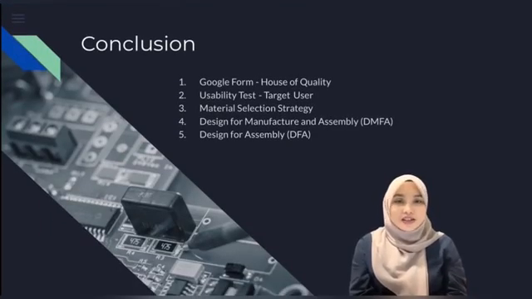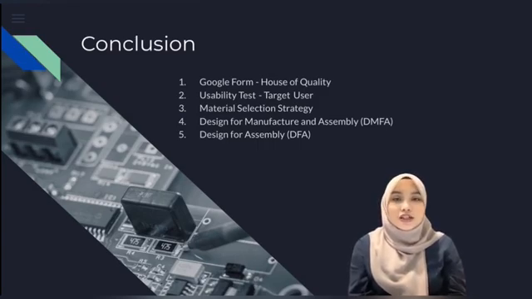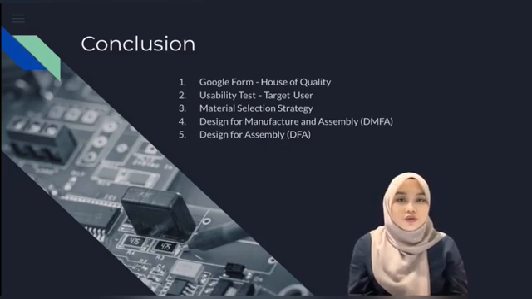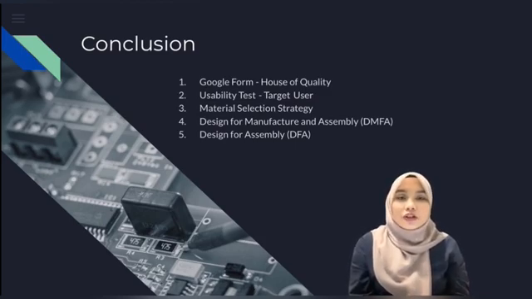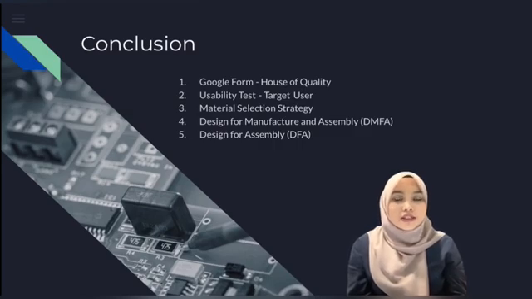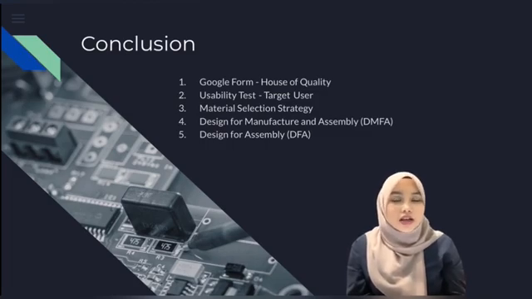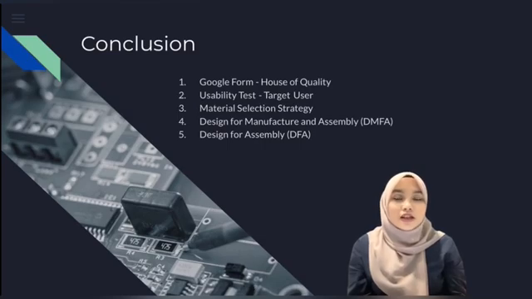After going through this presentation, we can conclude that this project has been through so many phases and stages to make sure this project goes smoothly. At an early stage, we conducted a Google Form survey and also a usability test for target users to ensure this project is very useful to our community. For design, we focus on our agenda, which is minimizing the cost and also reducing the components. To achieve our agenda, we use design for manufacture and assembly, DFMA, and also design for assembly techniques. These two techniques help us to achieve our agenda so well.